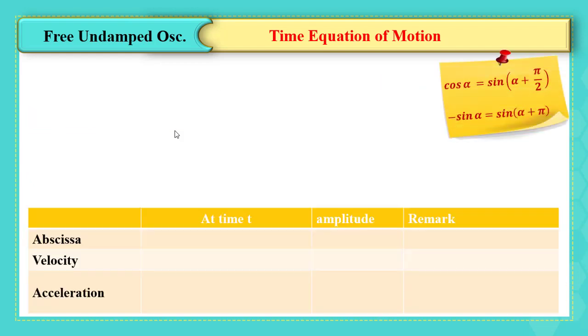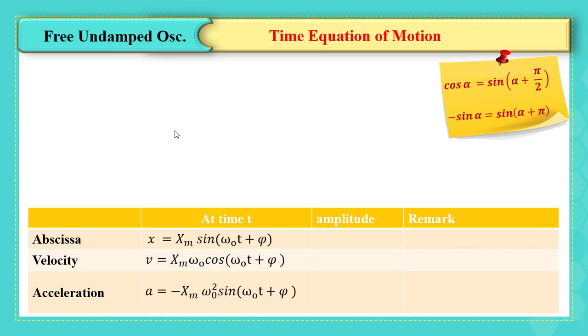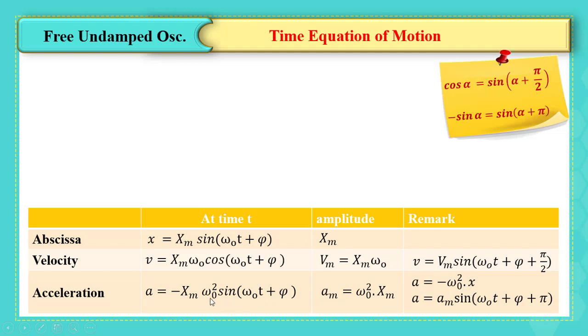After defining the time equation, we can now define the velocity and acceleration time equations by the derivative of x and the derivative of v, or the second derivative of x. The amplitude of x is xm, that of v is xm omega 0, and that of the acceleration is omega 0 squared xm. It is always positive. Then v can be written as v maximum sine omega 0 t plus phi plus pi over 2, since cosine alpha equals sine alpha plus pi over 2. The acceleration a equals minus omega 0 squared x, and can be written as a maximum sine omega 0 t plus phi plus pi, since minus sine alpha equals sine alpha plus pi, and this is used if I want to convert from cosine to sine and vice versa.